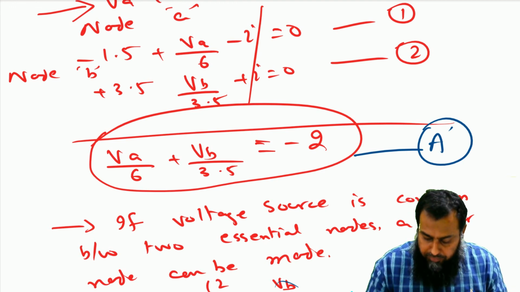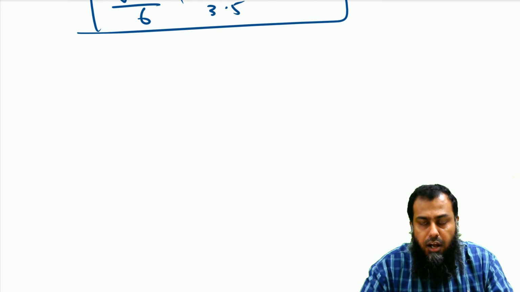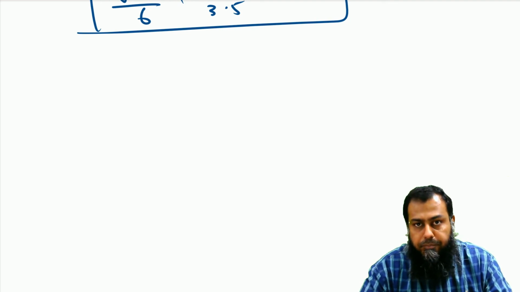So we shall stop here, and in the next class we will discuss how we can actually compute the unknown parameter values using the mesh current analysis method.